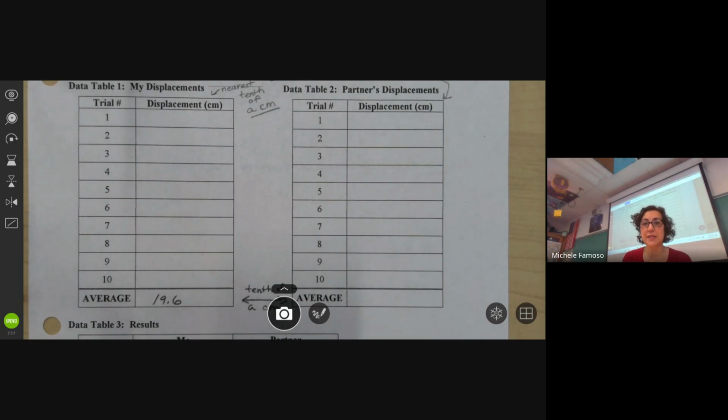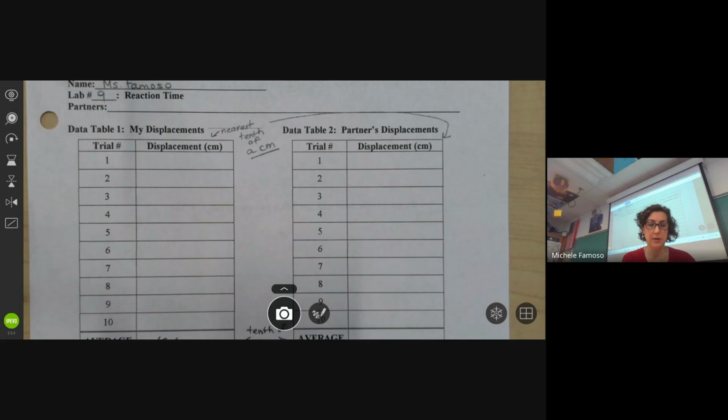Go to the 10th of a centimeter. Are you making the measurement at the top?